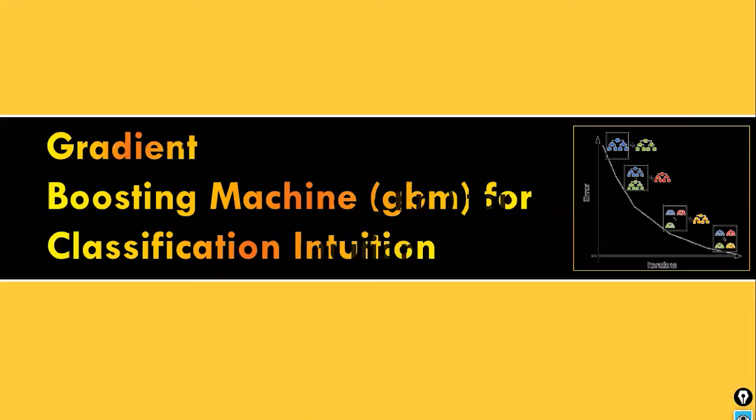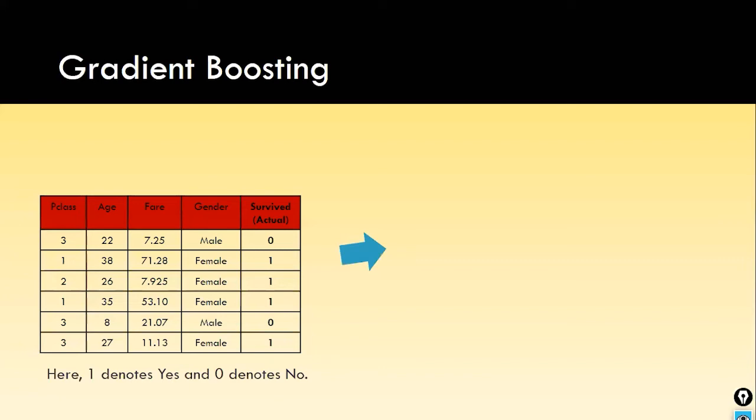Now let us take a look at how the gradient boosting algorithm works for the classification problem intuitively. To understand the gradient boosting algorithm for classification, we are going to use this Titanic dataset.